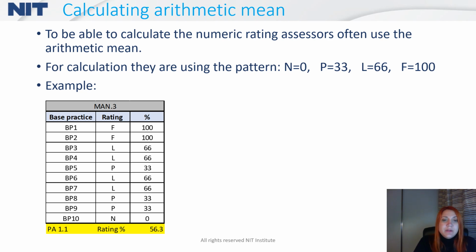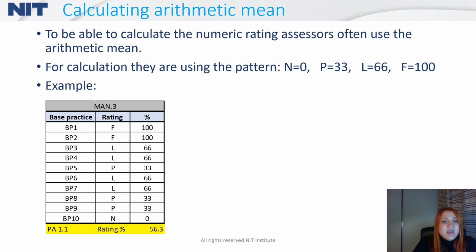Let's check one example. We have, for example, monthly process. Of course, as I already said, base practices should not be rated, or we can rate them, but they are not the ones which are obligated to be rated. For example, BP1, 2, 3, 4, 5, 6, 7 till 10 are rated with F or L or P or N. In BP1 and BP2, we have Fs. It means that we have 100%. BP3 is L. BP4 is also L. We have 2 times 66.